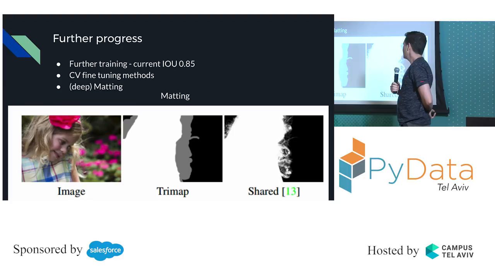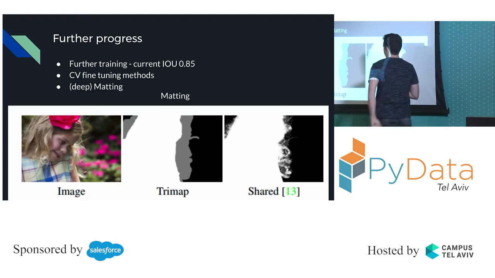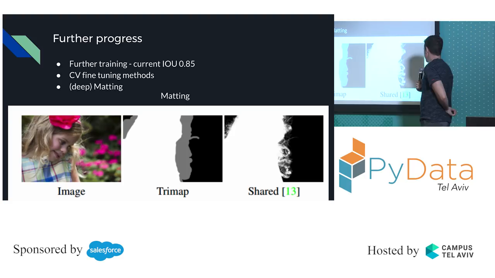So, further progress: how can we further progress? We don't have enough time, so I will only talk about matting. Matting is another problem which is not semantic segmentation. It's a bit more focused, like doing semantic segmentation which is really fine and precise.